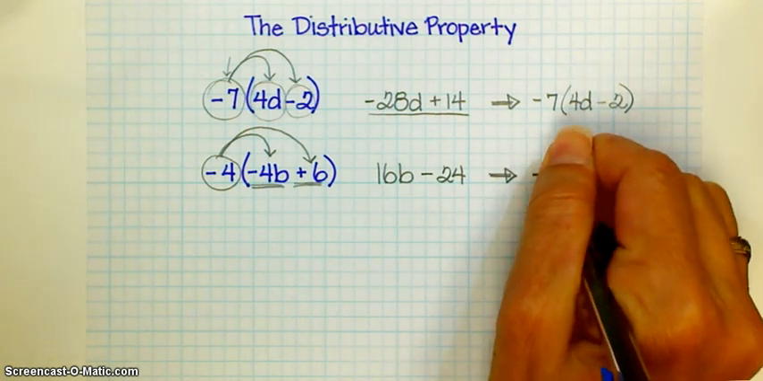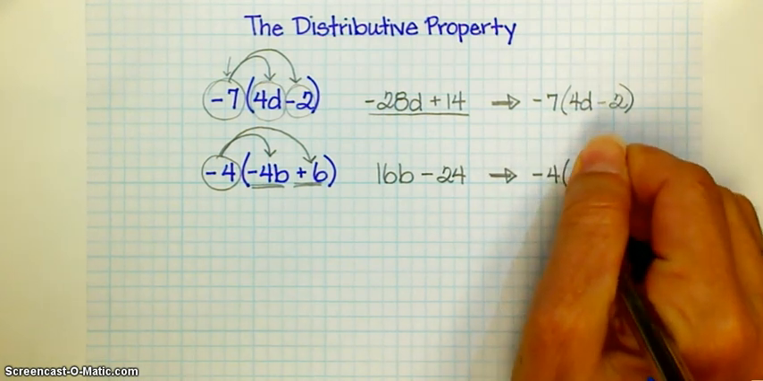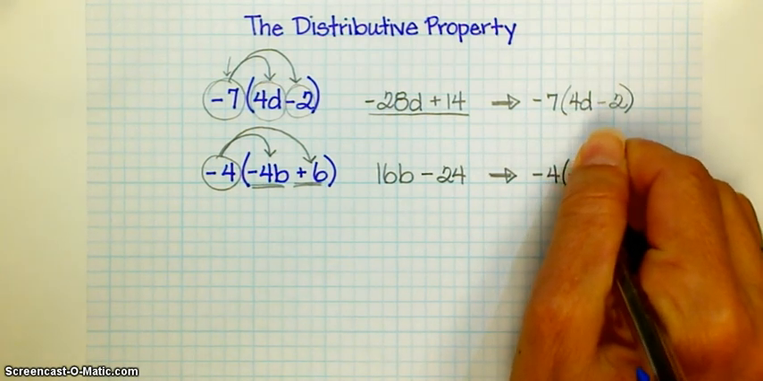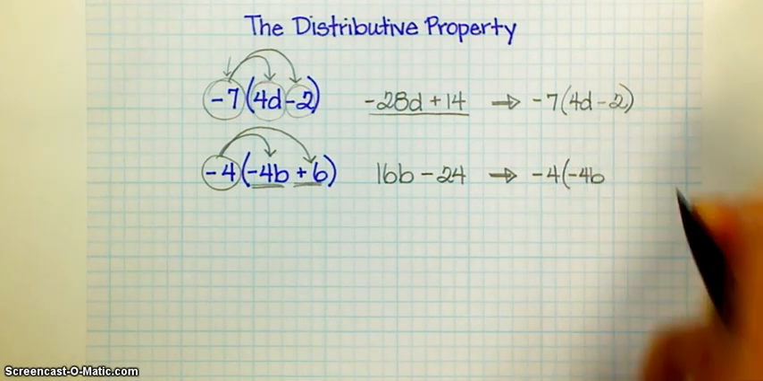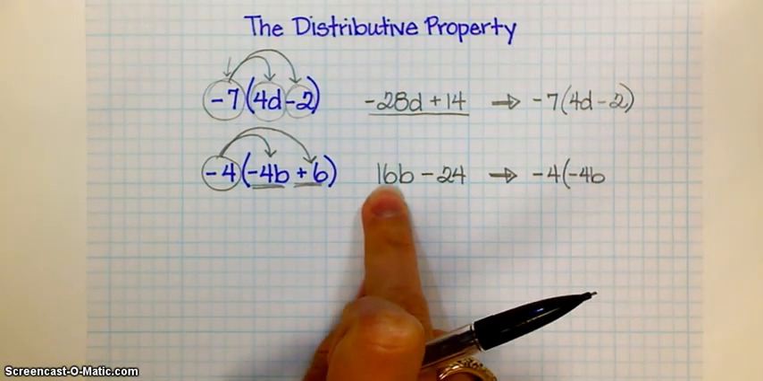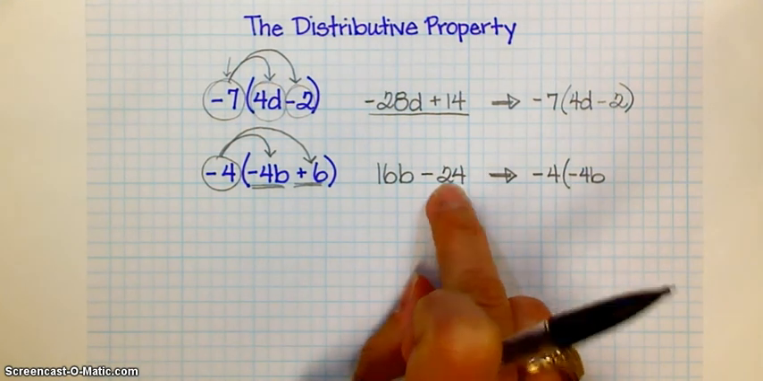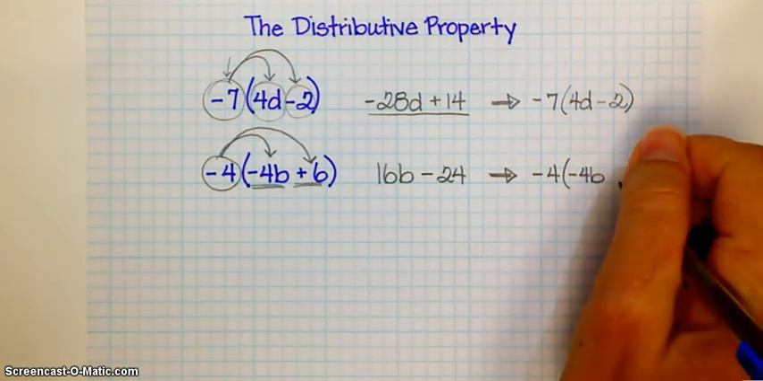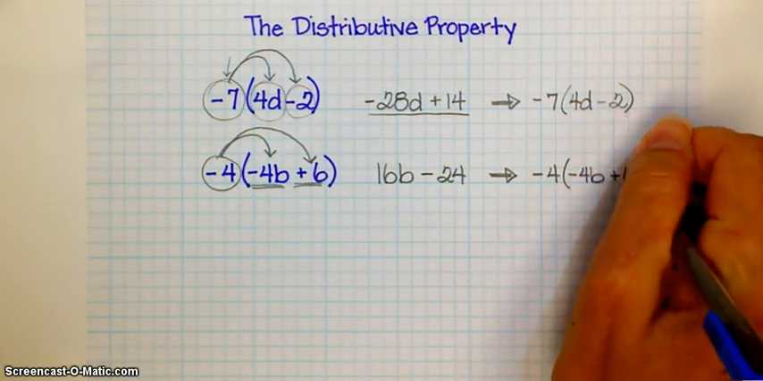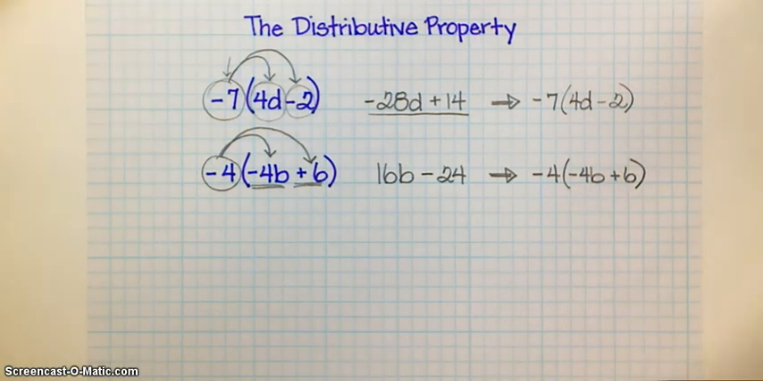If I pull out a -4, then I wind up back with -4b, because -4 times -4b is going to give me that positive 16b. If I pull out a -4 from here, -4 times a positive 6 gives me -24. Okay?